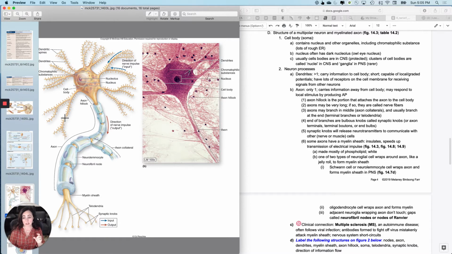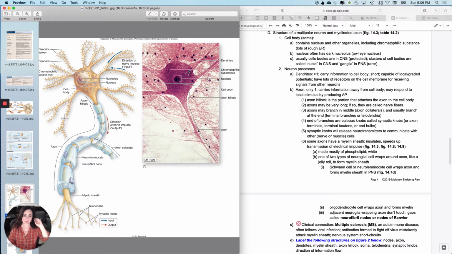They're relatively shorter than an axon. And for those of you who have had phys, they can generate local or graded membrane potentials. They have lots of receptors on their surface. That's part of the reason that information is going toward the cell body, because they can receive information from other things.